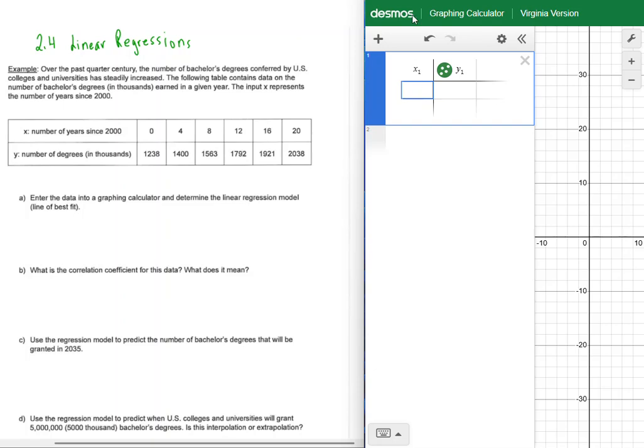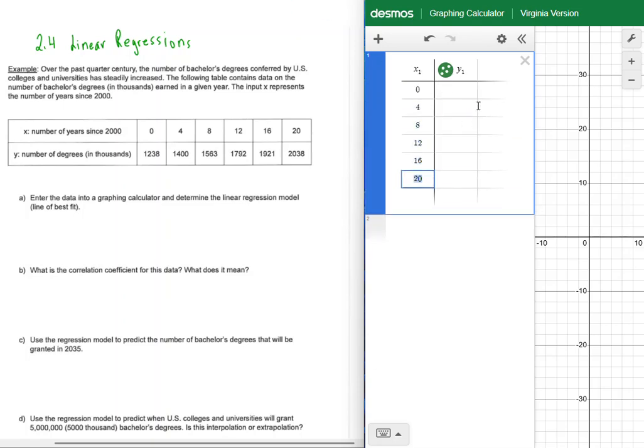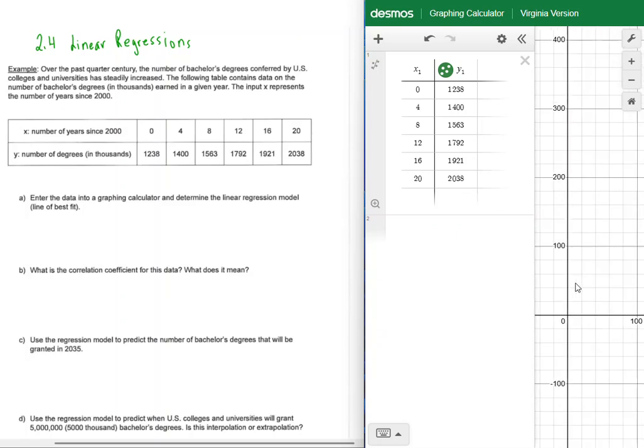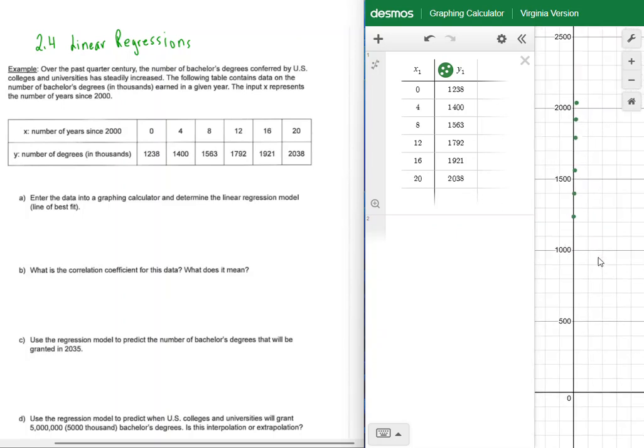These are the X values right here: 0, 4, 8, 12, 16, and 20. And then the Y values, just plug all of them in. Just make sure that when you are plugging them in, you are matching up the X and Y values to whatever it says. We can't just mix them all up. A couple more: 1921, and then 2038. Once I have plugged them in, obviously I'm not going to be able to see them on here because the numbers are so big. But if I zoom out, you should see them eventually, and there they are.